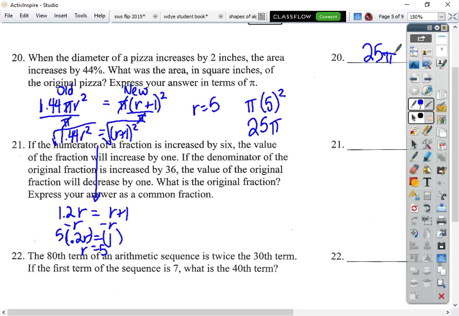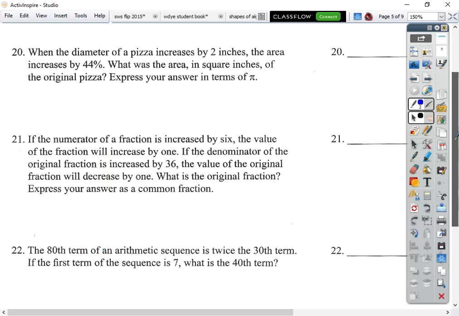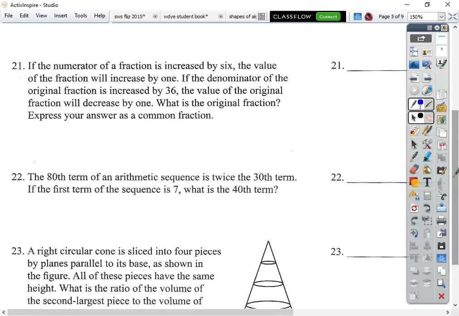All right, let's keep going. 21. This is a pretty interesting one. So this one is also one that you could do a couple different ways, and I'm just going to show you kind of the more logical way to go about it. You can do it more abstractly. That's what I did originally, but you can do it more logically too. So let's try the more logical way of doing this.